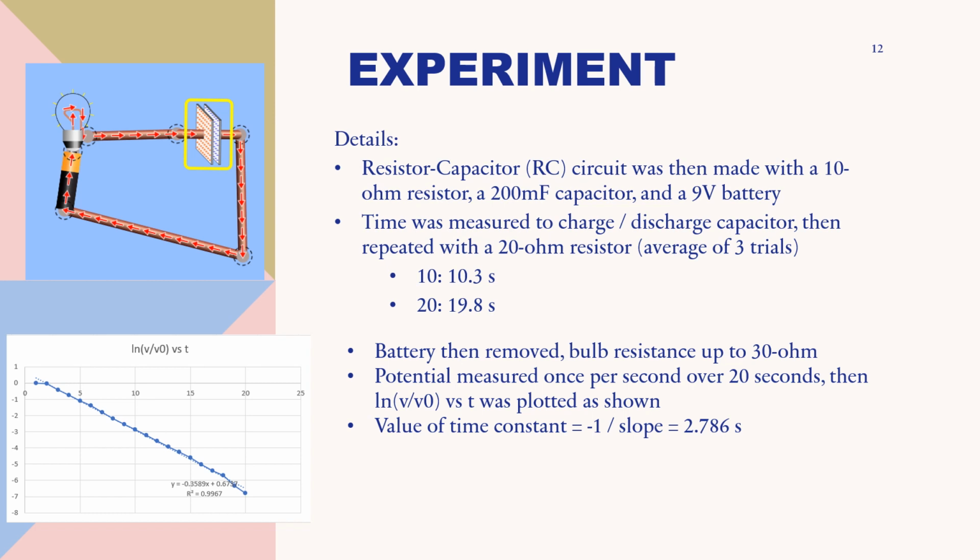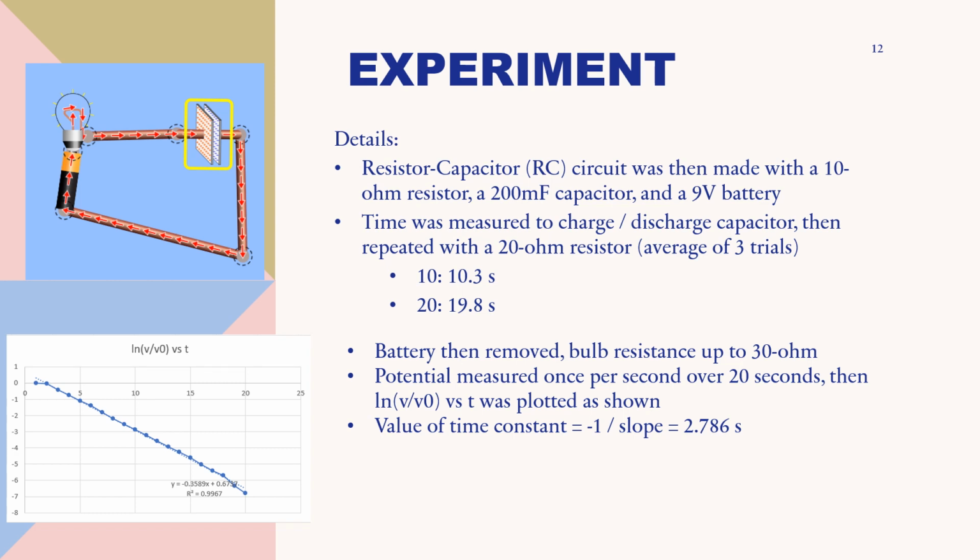Next, an RC circuit was created with a 10 ohm resistor being the bulb, a 200 capacitor, and a 9 volt battery. The time was then measured to charge and discharge the capacitor, and then the resistor was replaced with a 20 ohm resistor. And the results, the average of 3 trials, were roughly 10.3 seconds to charge and discharge with the 10 ohm resistor, and 19.8 seconds with the 20 ohm resistor.